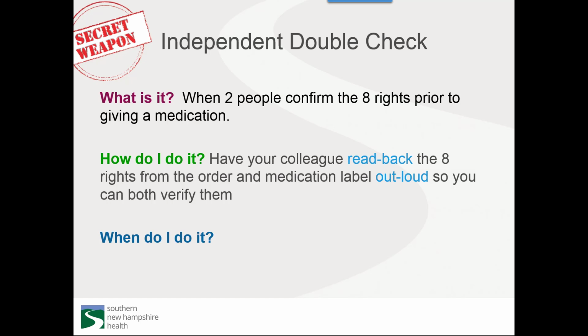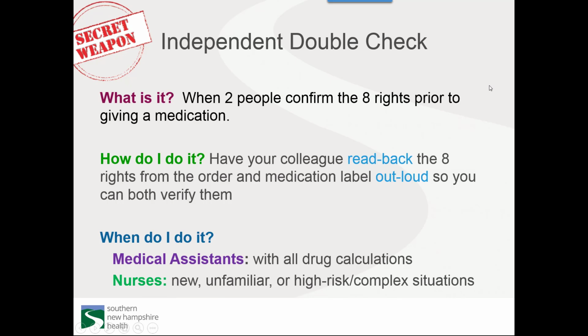So when do you do this? Do you do it every time? Well, some general guidelines: if you're a medical assistant, it's a good idea to do this whenever you're doing a drug calculation. And then if you're a nurse, you definitely want to do it if it's a new situation, you're unfamiliar with it, a new drug that you haven't given before, or it's kind of a complicated situation, maybe complicated calculations, or you're dealing with a high alert drug like warfarin or insulin. Those are good reasons to have an independent double check. Basically, if it makes sense or you feel like you want to have an independent double check, definitely do it. And then document it. Have both people's signatures in that chart.